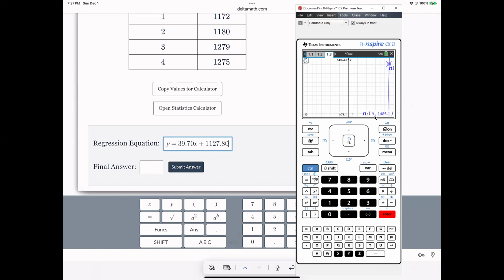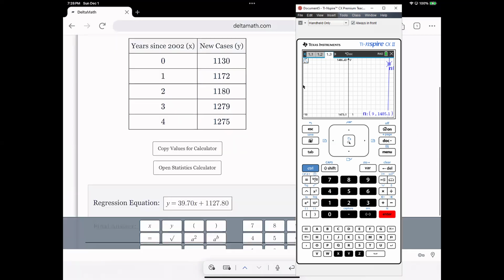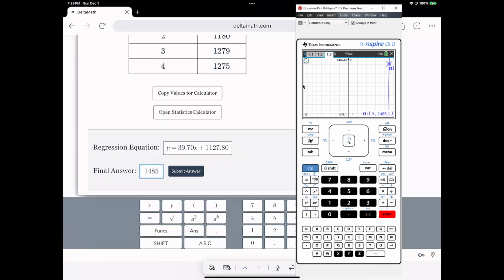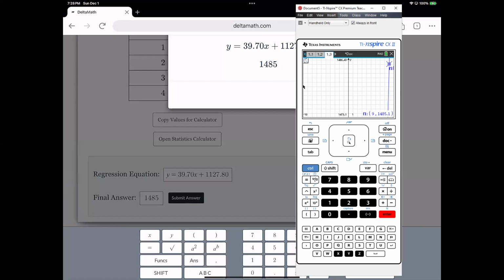So in the year, 9 represents the year 2011. It's going to be 1,485 new cases. So that would be the answer that we're going to put in here. It's going to be 1,485 new cases. They want us to round this to the nearest integer. So that's it. And all we have to do now is submit it. Let's see. Yep. And that's it.